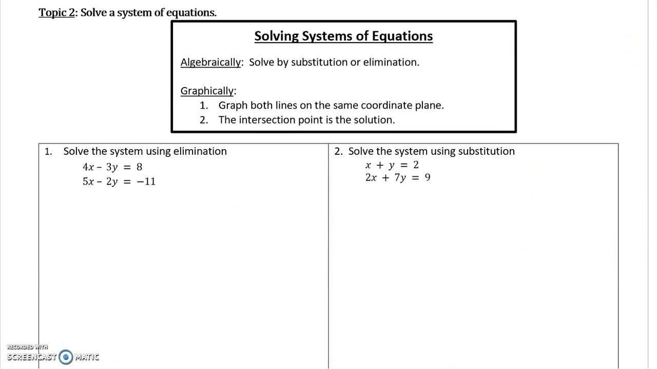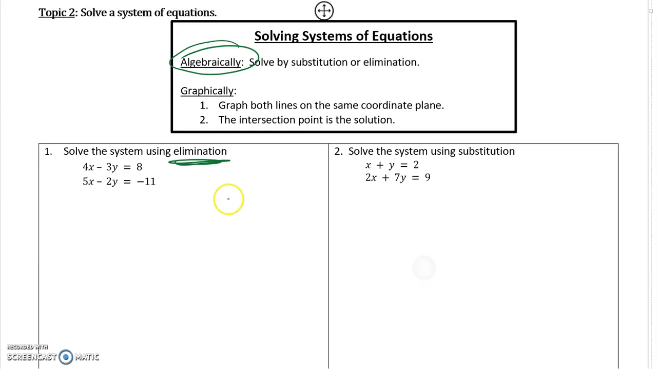Now let's talk about how to solve a system of equations. There are 2 really different ways to do it. You can do it algebraically or you can do it graphically. I'll show you 2 different algebraic ways and then I'll show you a graphing way. The first way is known as elimination. Whenever we're solving using elimination, we want to manipulate the equations so that a variable eliminates or goes away.